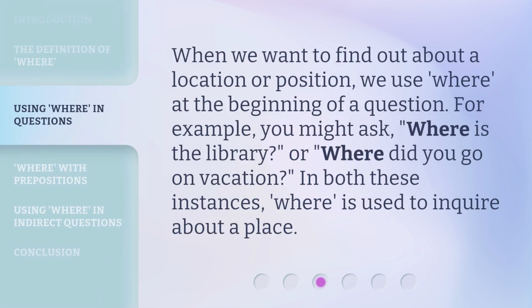When we want to find out about a location or position, we use where at the beginning of a question. For example, you might ask, "Where is the library?" Or, "Where did you go on vacation?" In both these instances, where is used to inquire about a place.